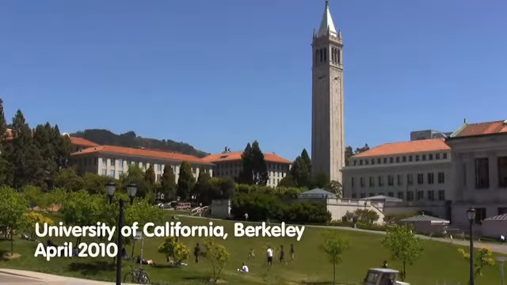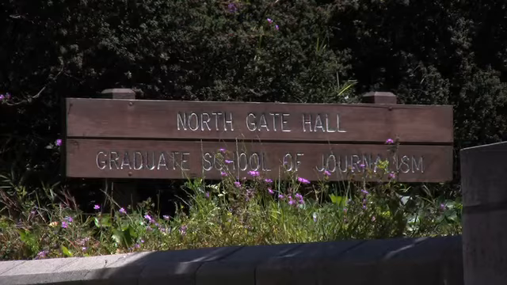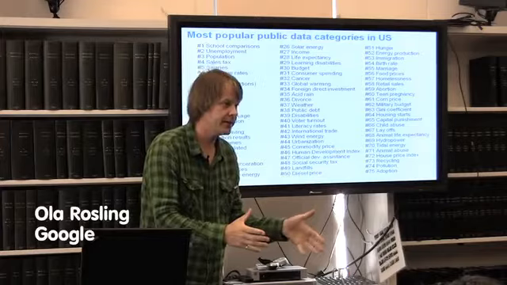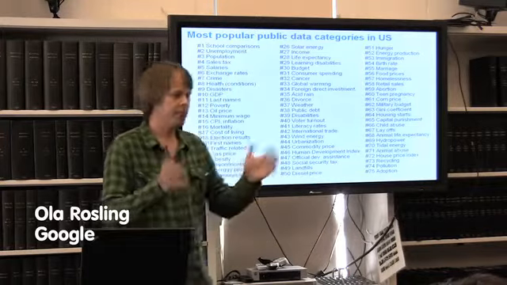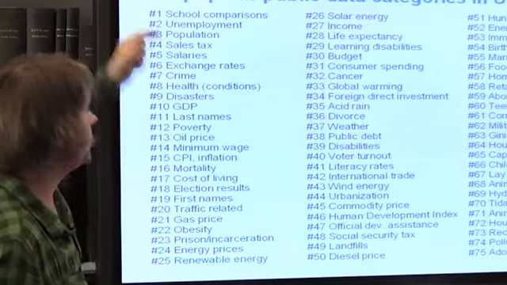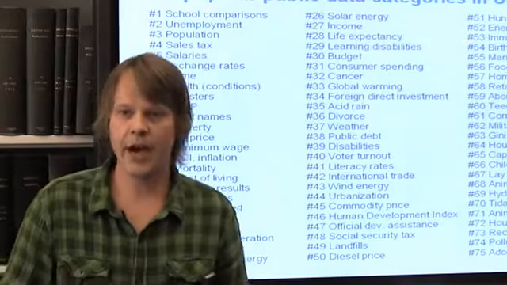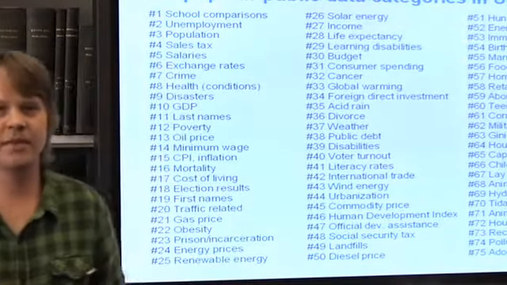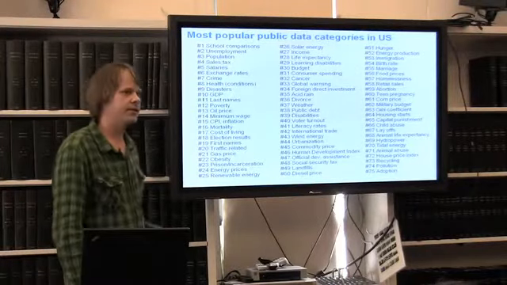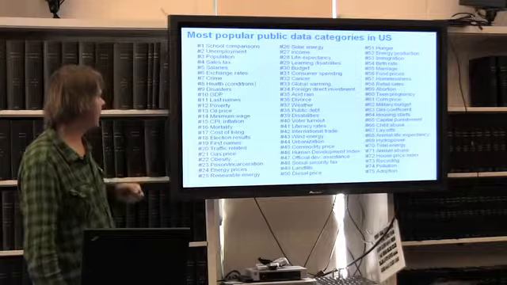And so Google has a new product which we hope will be helpful to us, as they do too, making public data more accessible and easier to analyze and visualize. So these are users in English in the US at a certain point in time, so their interest in, say, unemployment rate, the number 2, is of course very high right now, but it might not have been so high 5 years ago. Health conditions, disasters, GDP, last names.